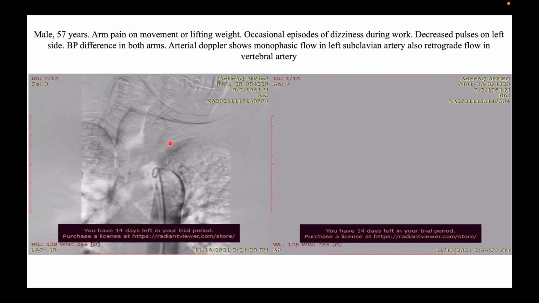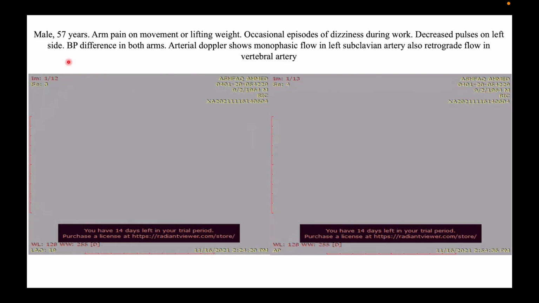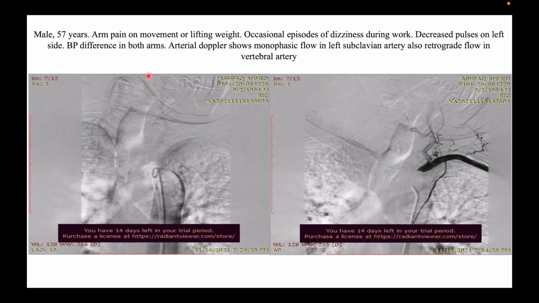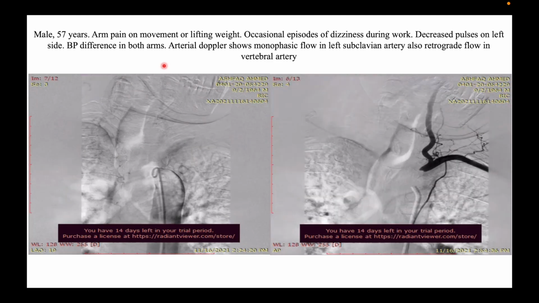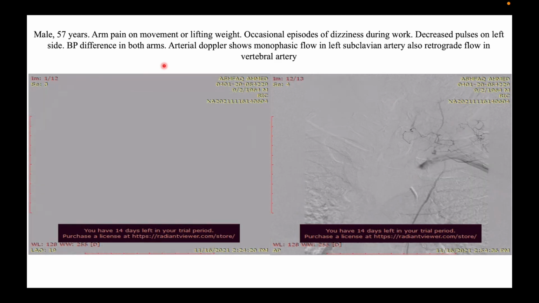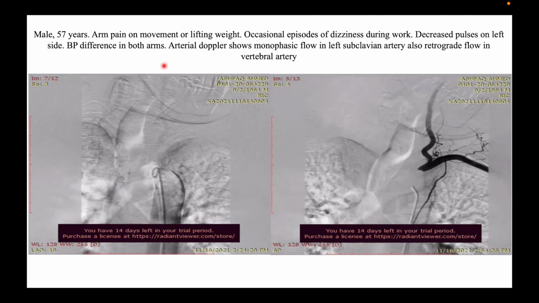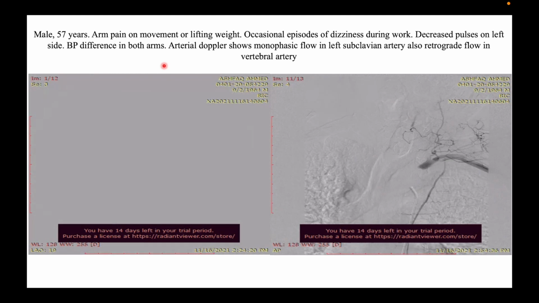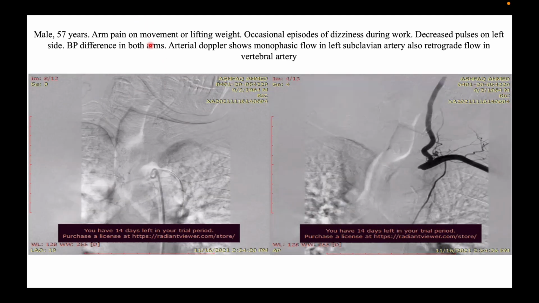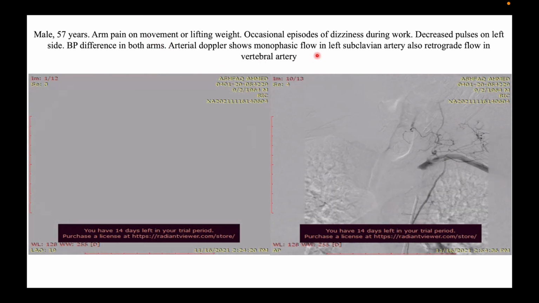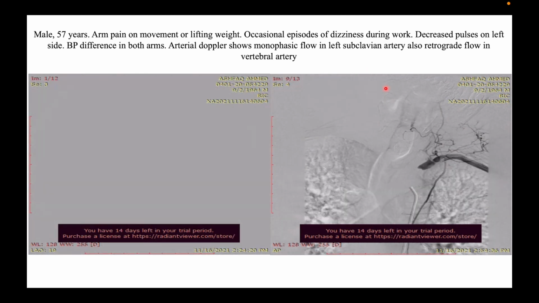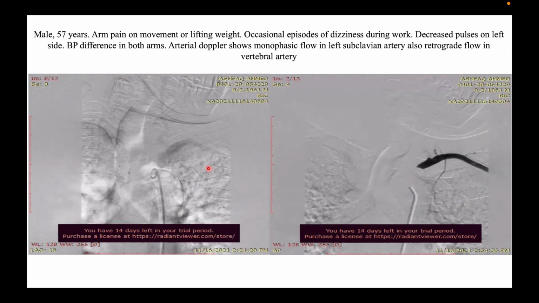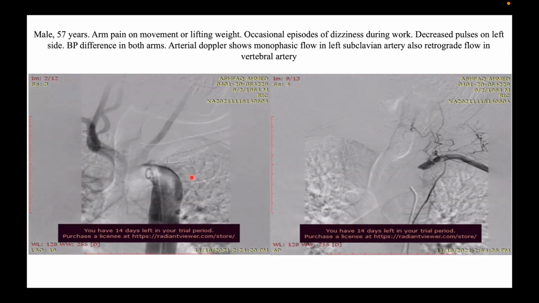Now this is a case of a 57-year-old male patient with arm pain on movement or lifting weight, so he's getting claudication of his arm, with occasional episodes of dizziness during work, decreased pulses on the left side, and a BP difference in both arms. Arterial Doppler shows monophasic flow in the left subclavian artery, also retrograde flow in the vertebral artery. So this is again subclavian vertebral steal syndrome taking place.